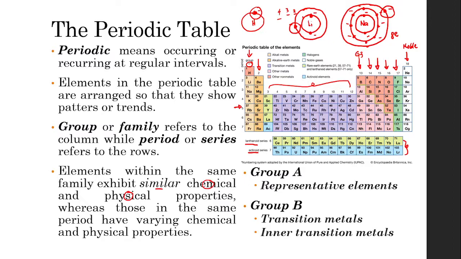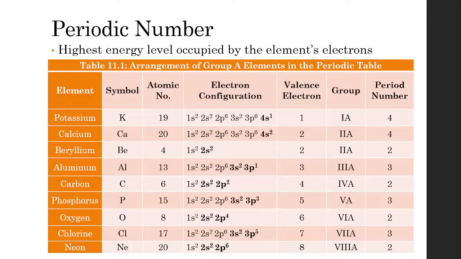Now that we know how the elements are tabulated, let's learn about some of the trends that we can actually see on the periodic table of elements. But before that, let's talk about the period number. The period number is basically the highest energy level that the valence electrons occupy. The energy level that we're talking about here is the main energy level from our discussion in lesson 10.